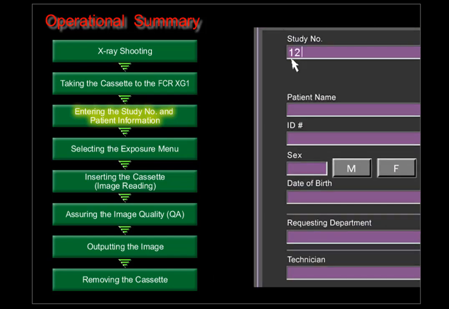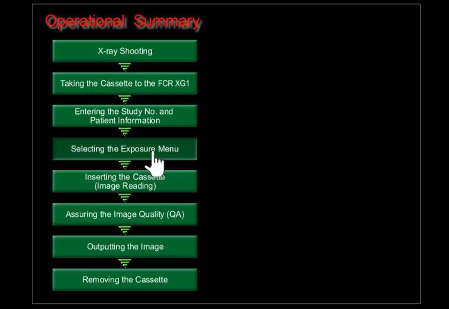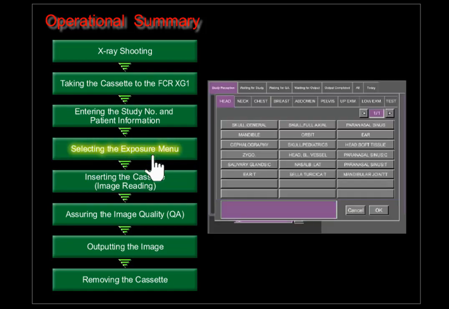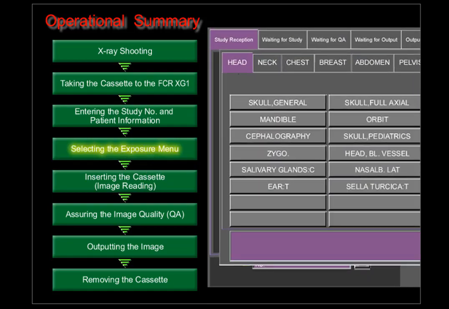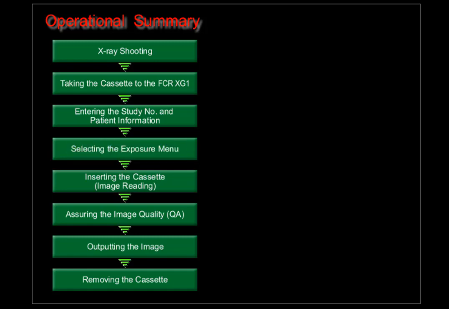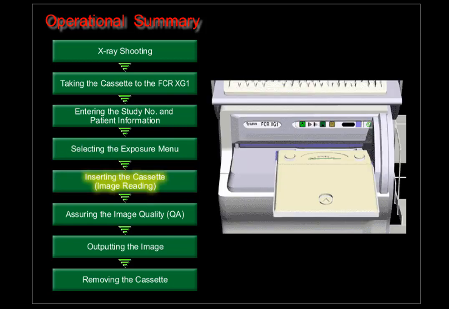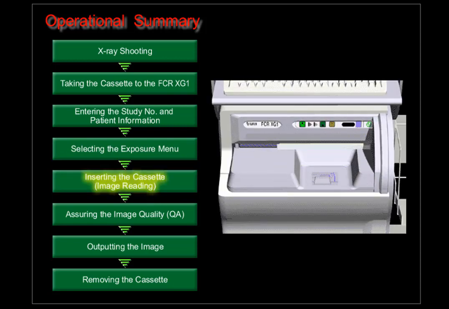Enter the study number and patient information. Now comes selection of the exposure menu. Insert the cassette into the FCRXG1 and it will begin to read the image automatically.